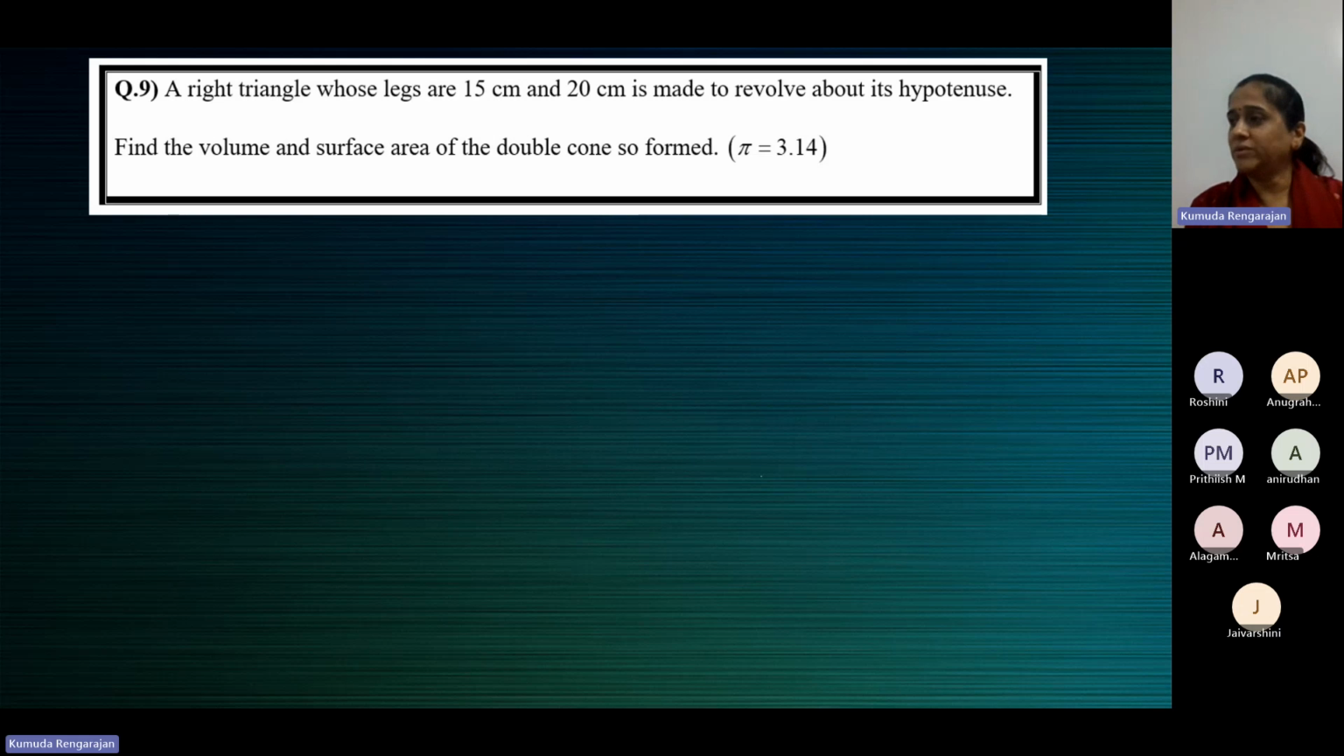Surface area of the double cone will be CSA of the small cone plus the CSA of the big cone. Why? Because only the CSA is visible. The circles are not visible. The circular faces of the cones are stuck to one another, so that's not visible in the double cone.